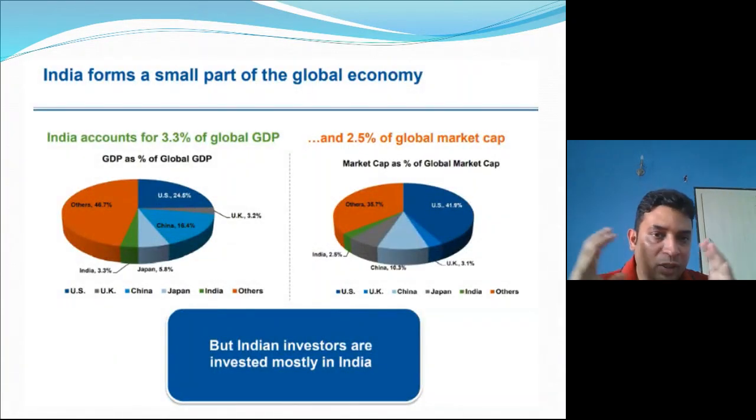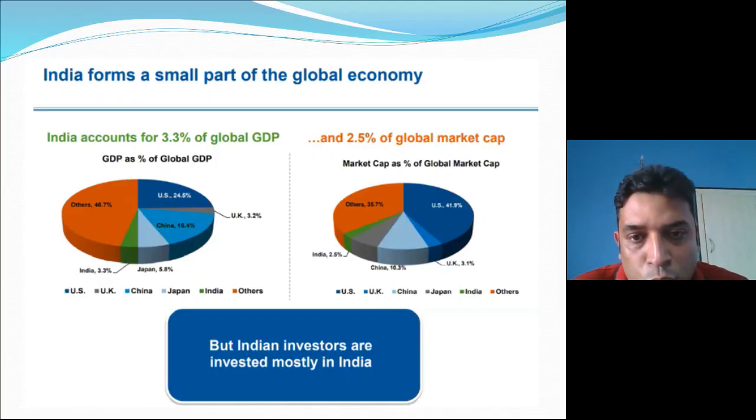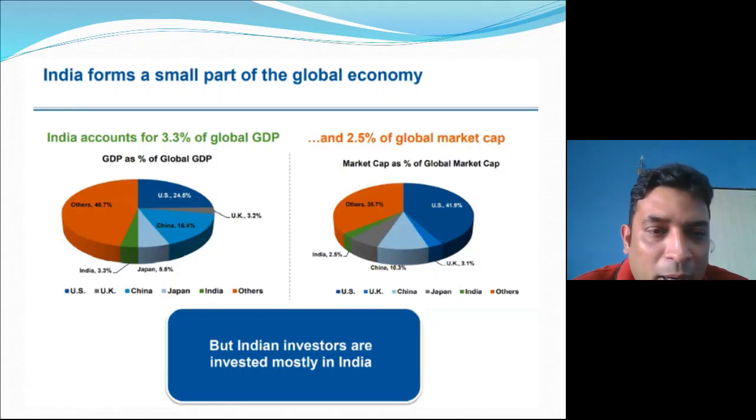Now, that's about the Indian economy. Now, when we talk about the global economy, I've also mentioned. Now, as investors, we always look towards investing in the Indian market. But you know that the Indian market accounts for only 3.3% of global GDP. And India is only about 2.5% of global market cap. So India is minuscule in front of the overall global GDP.